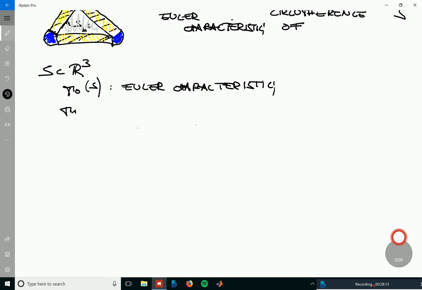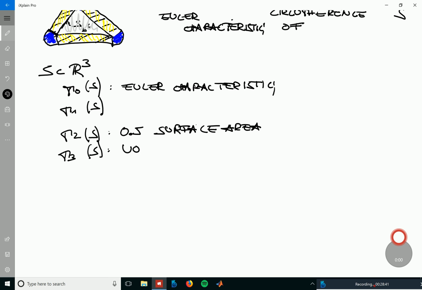The mu1s I will talk about in a second. The mu2s is 0.5 the surface area, which is fairly close to what we've just seen there, but not quite, because we're now in 3D. So our S is now 3D. The surface area, the mu3 is the volume, used to be the area, and the mu1 is twice the caliper diameter.